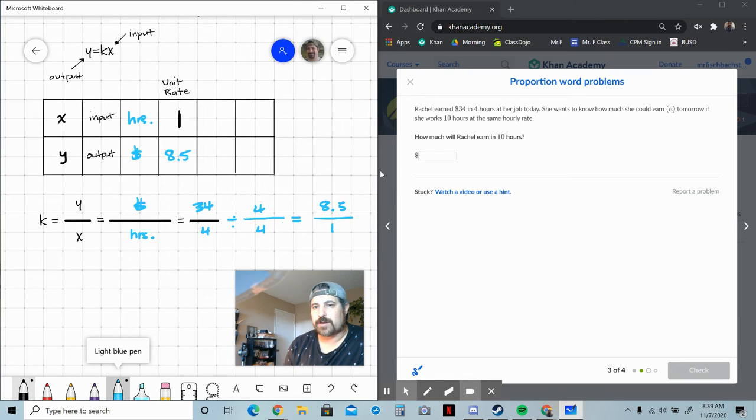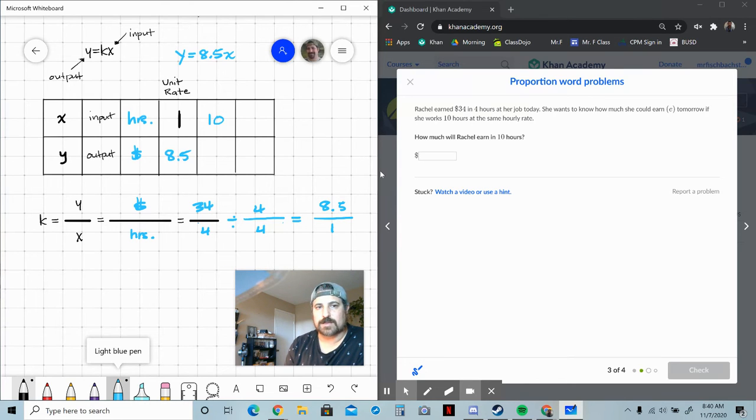It says how much will Rachel earn if she works 10 hours? Okay, so now our input changes to 10, right? And so now we can just say that our equation y equals 8.5x is now going to be something we're going to use. Plug in a 10 for x, we get an output of what?